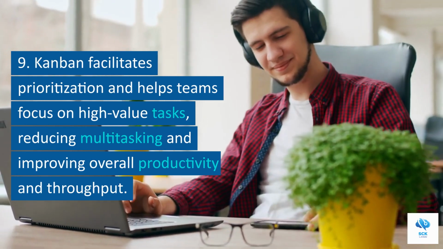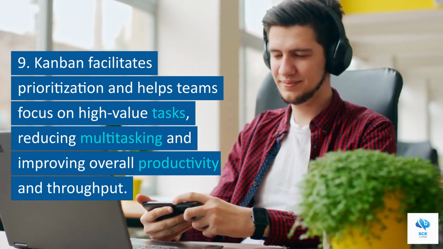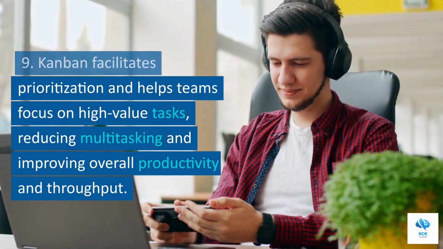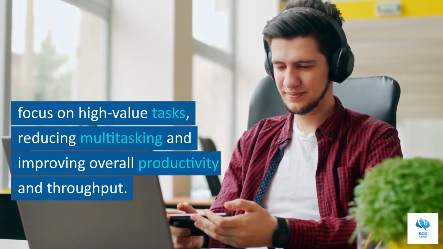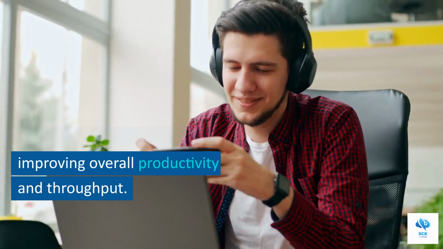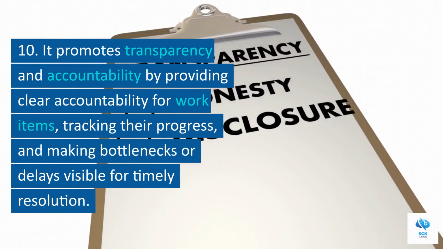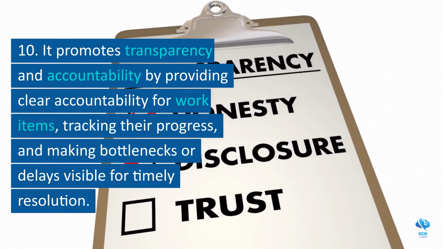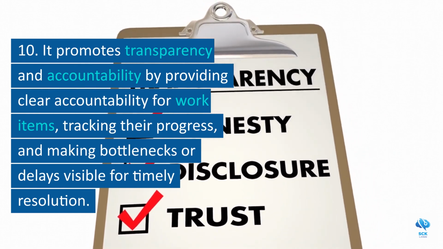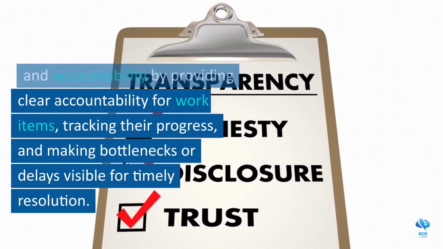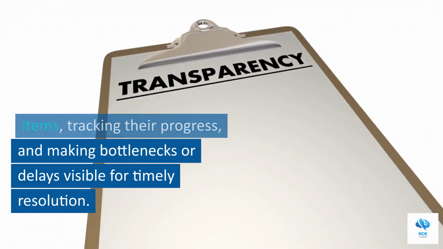9. Kanban facilitates prioritization and helps teams focus on high-value tasks, reducing multitasking and improving overall productivity and throughput. 10. It promotes transparency and accountability by providing clear accountability for work items, tracking their progress, and making bottlenecks or delays visible for timely resolution.